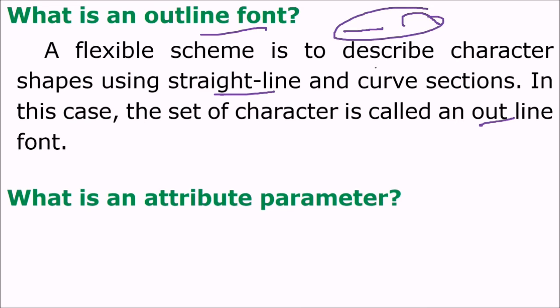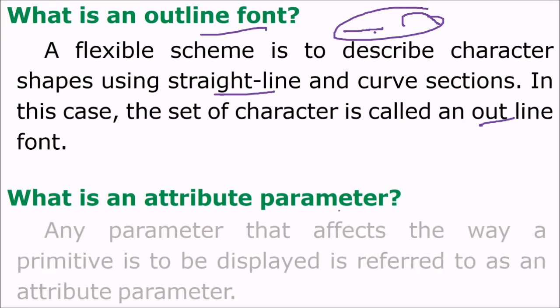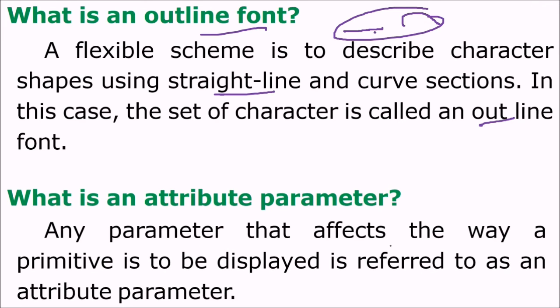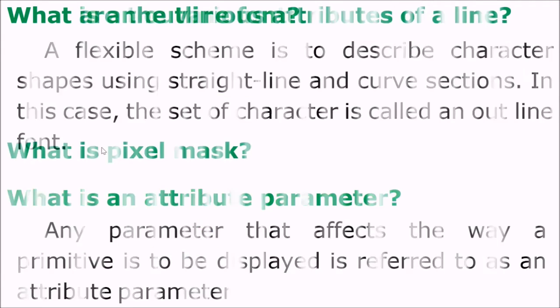So if you combine them, the set of characters is called an outline font. What is an attribute parameter? Any parameter that affects the way a primitive is to be displayed is referred to as an attribute parameter.